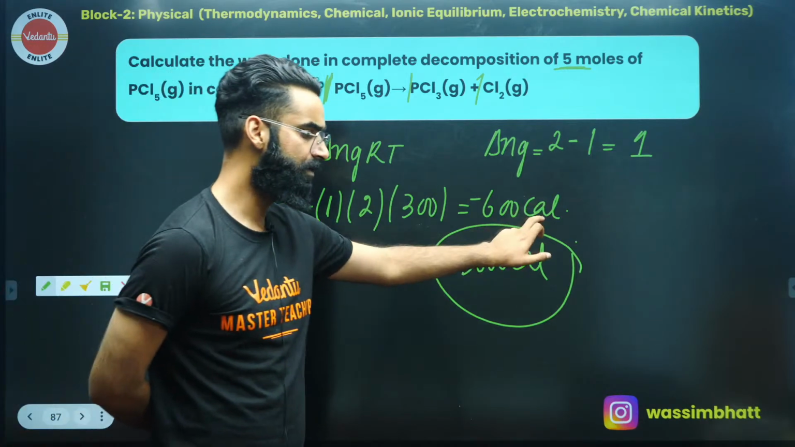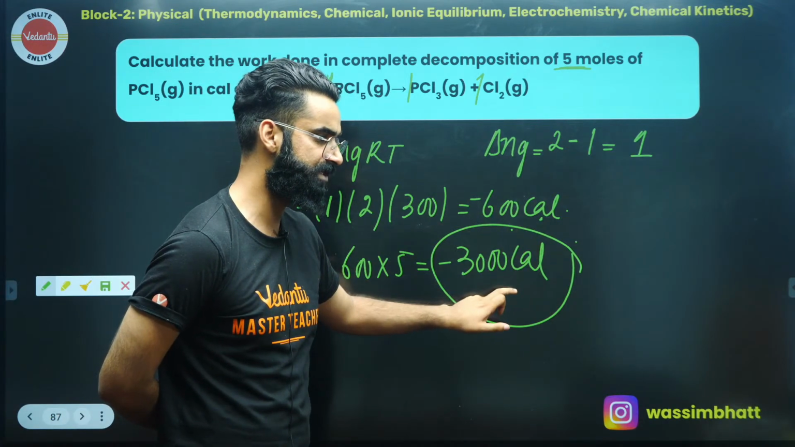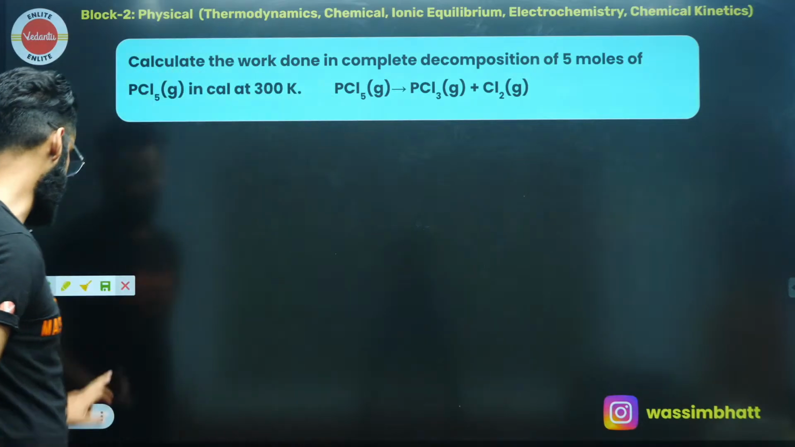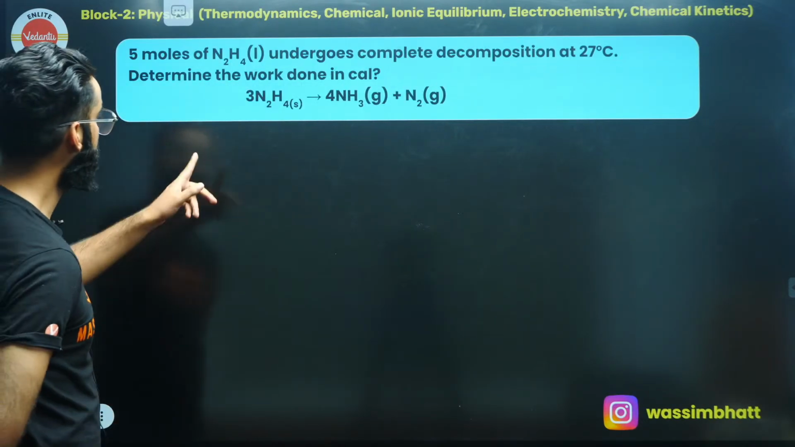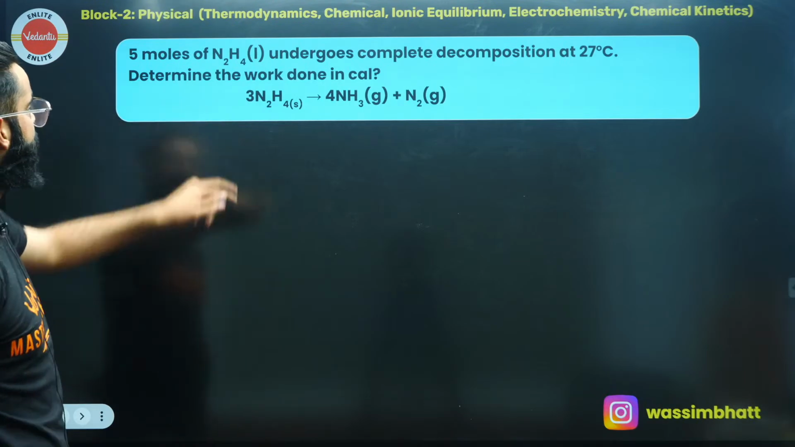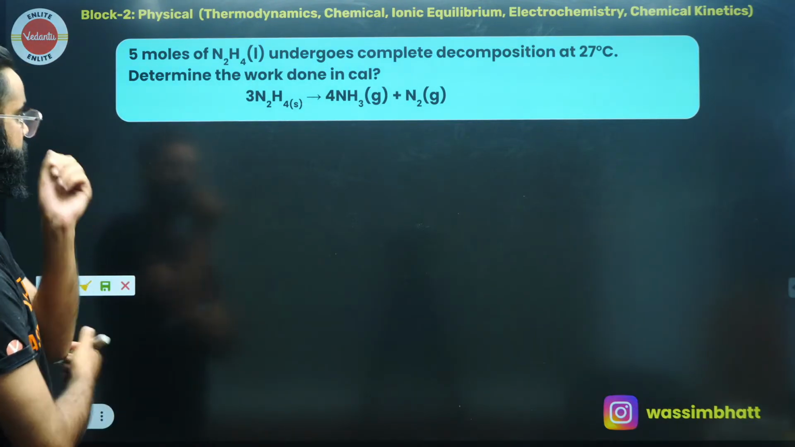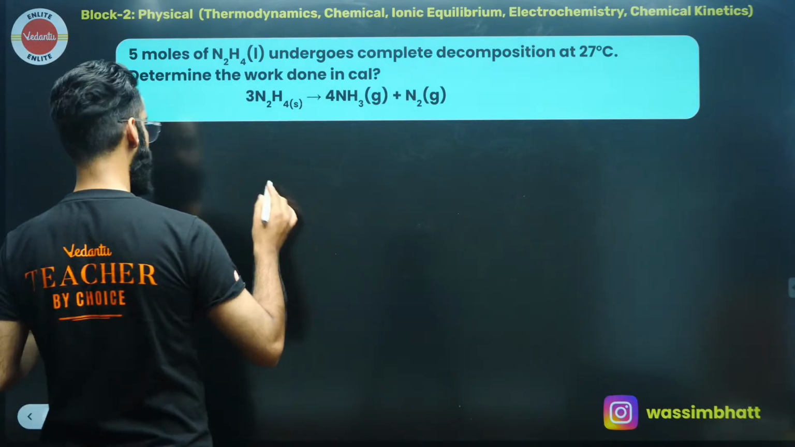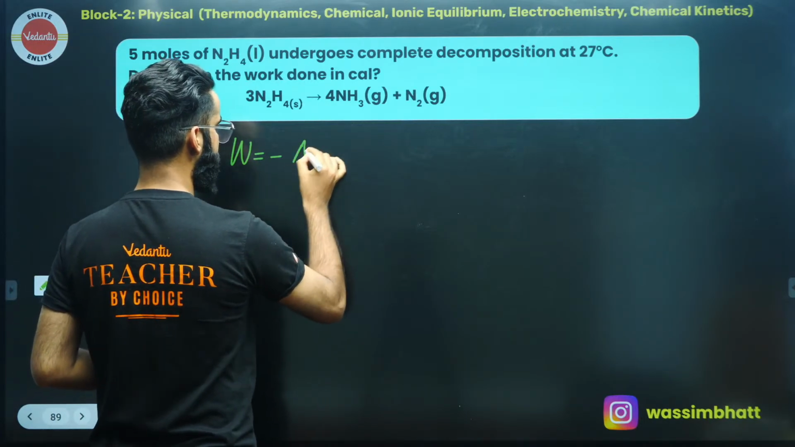This was the work done for the decomposition of 1 mole of PCl5. Now this is the work done for the decomposition of 5 moles of PCl5. I'm sure this is clear. Similar sort of question. 5 moles of N2H4 undergoes decomposition. Calculate the work. So first of all, again, I'll be using the result minus delta Ng RT.